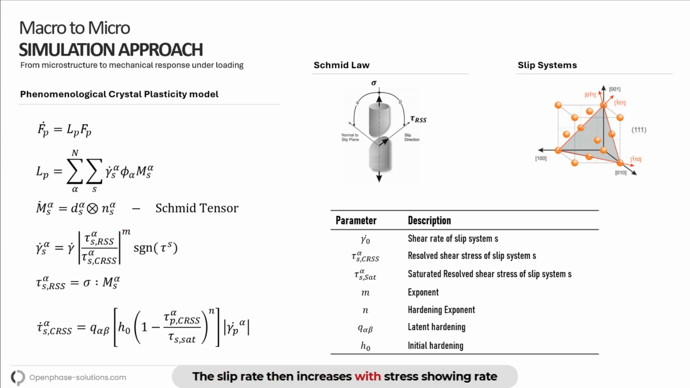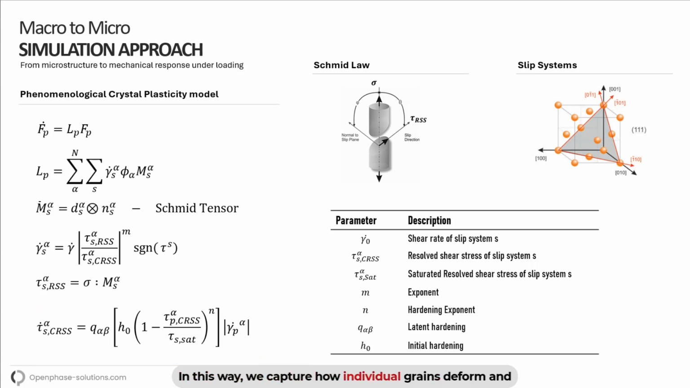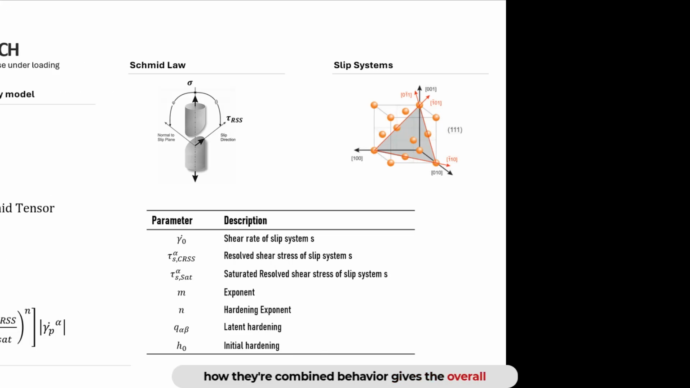The slip rate then increases with stress, showing rate-dependent behavior. As deformation continues, the material hardens due to interaction between slip systems. In this way, we capture how individual grains deform and how their combined behavior gives the overall mechanical response.